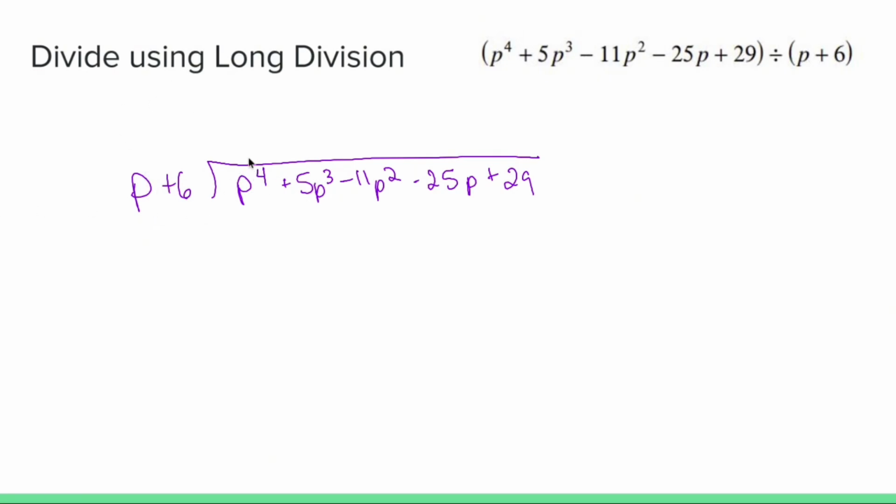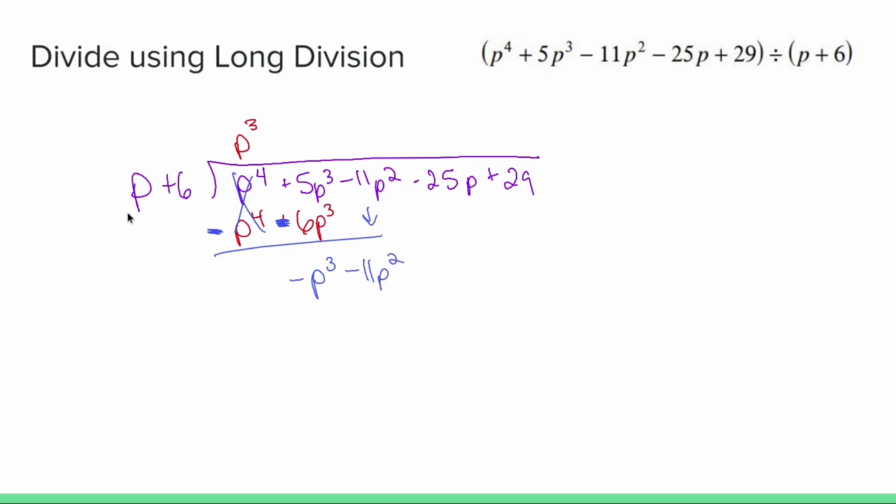P times what is p to the 4th? P times p cubed is p to the 4th. Take that p cubed and multiply it to the entire factor. P to the 3rd times p is p to the 4th. P to the 3rd times 6 is 6p cubed. That's positive. Now, we're going to subtract the entire row, which means flip the signs of everything. So you become a minus and you become a minus. You will always cross out. And 5p cubed minus 6p cubed is negative p cubed. Drop down negative 11p squared.